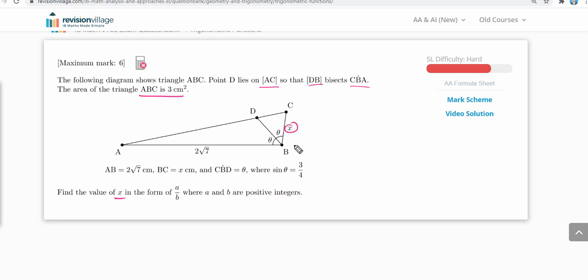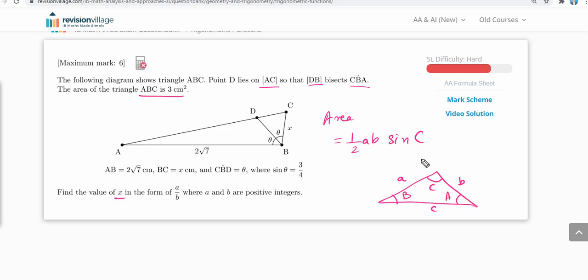So we have to work out the value of this side. For that purpose, we have to know the formula to find the area of the triangle. The formula is 1 over 2 ab sine C. For example, if you have a triangle, this is side a, this is side b, this is side c, this will be angle C, this will be angle B, and this will be angle A. To work out the area of this triangle, we need two sides and the angle between them. That's why it is called half ab sine C. So in this case, I'll consider this as my a, this as my b, and the angle between them as C.